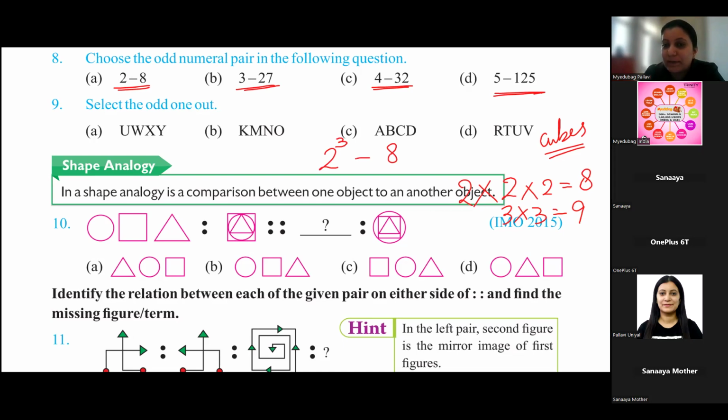Yes, ma'am, I think D option. D option you think? Okay, chalo, let's see. And why do you think so? Tell me the logic also. Ma'am, because you said 2 into 2 into 2 is 8. 3 into 3 into 3, 3 into 3 is 9, 9 into 3 is equals to 27. Correct. That means cube of 3 is 27. Yes, ma'am.